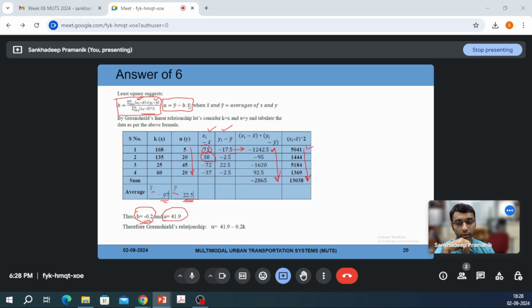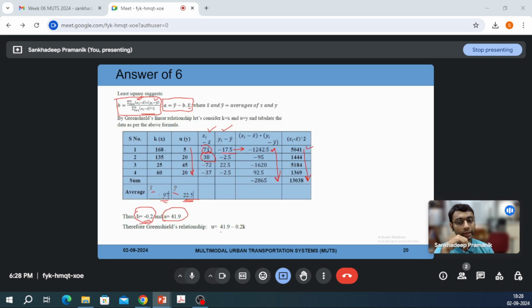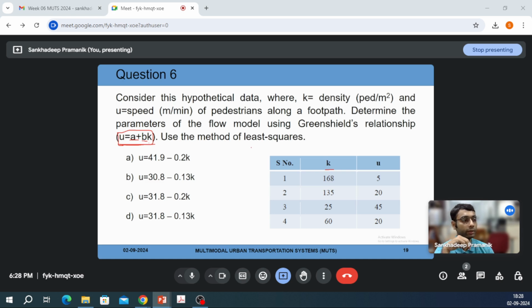41.9. Now our equation is u equal to a plus bk, so the a value will be 41.9 and b value will be minus 0.2. So the equation will be like this. So we need to apply this formula to get the b, and after calculating b we can get this a, and we need to put the values in this formula.